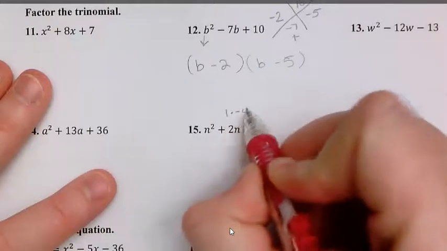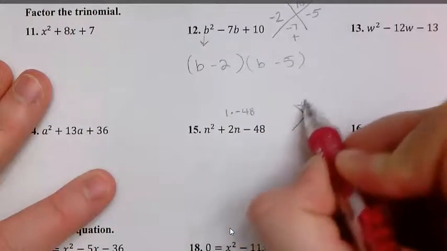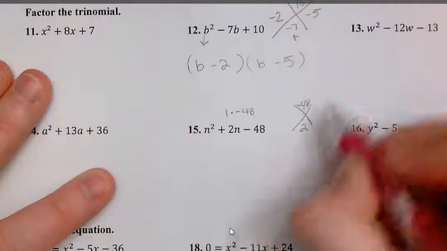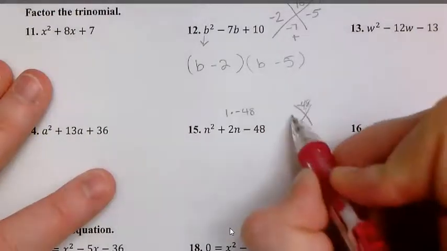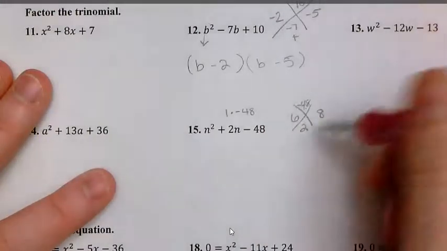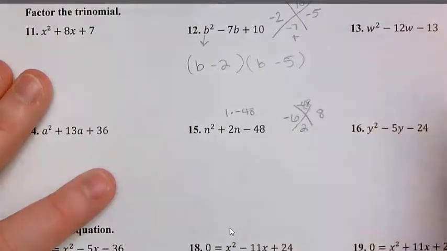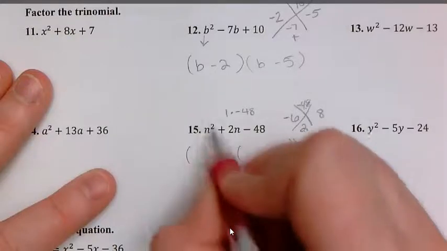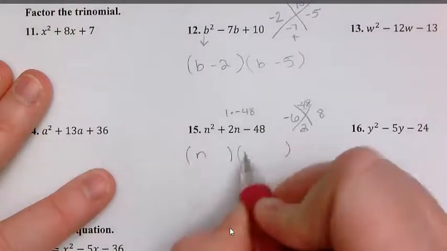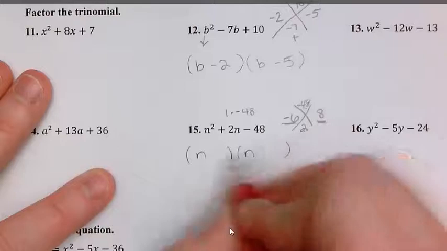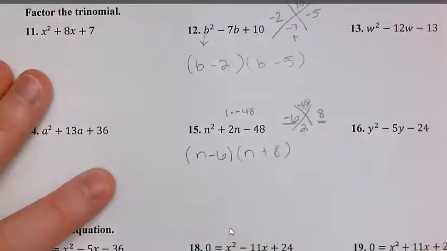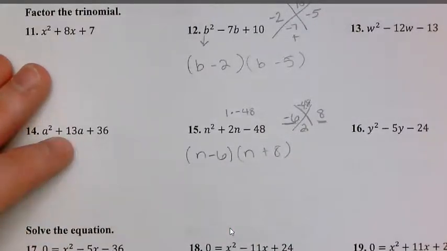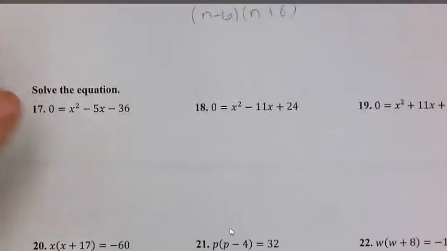1 times negative 48 equals negative 48, and you want to add to 2. So the factors of negative 48 that add to 2 are 6 and 8. I have to add to a positive 2, so my 6 needs to be negative. 8 times negative 6 is a negative 48. So bringing down the first term without the squaring, whatever's in front, since it's a 1, it's just n and n. And then I'm going to take these two numbers here, minus 6 plus 8. So the reason why we do this is because of the zero product property.